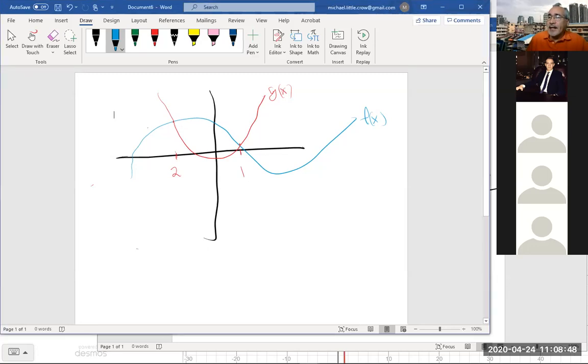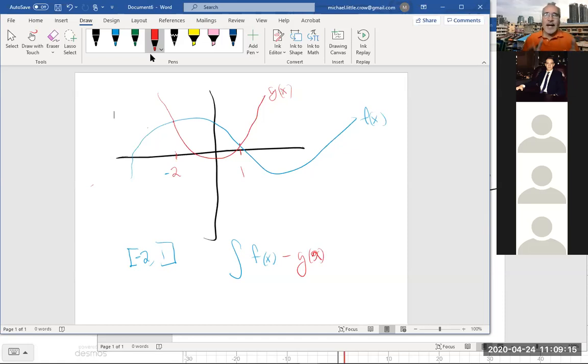If we're asked to just go between, oops, that's not 2, that's a -2, say -2 and 1, then we're just going to have really one integral, and that's going to be f of x on top, and g of x on the bottom. And the only way we know that is visually. We have to graph it and we see it, okay? Or you could look at a table of values, but the y values of g of x are always below the y values of f of x on this particular interval.